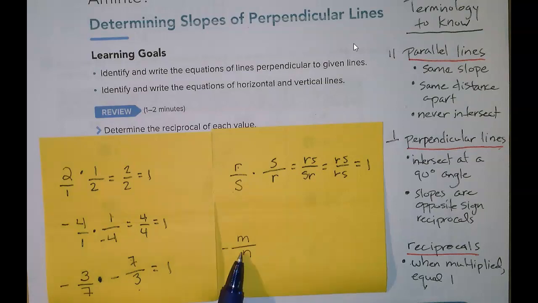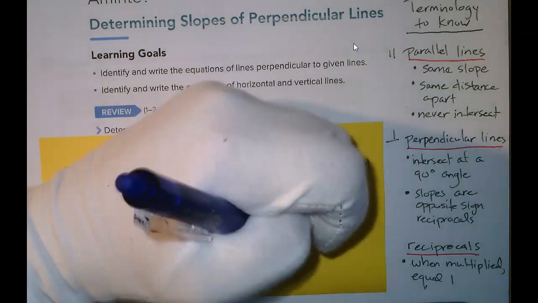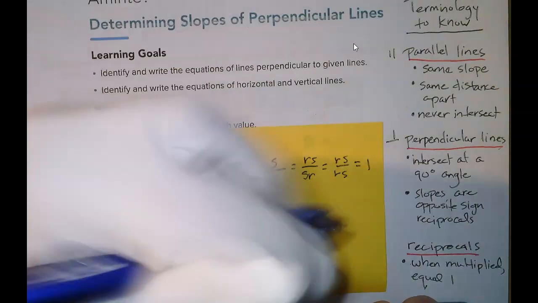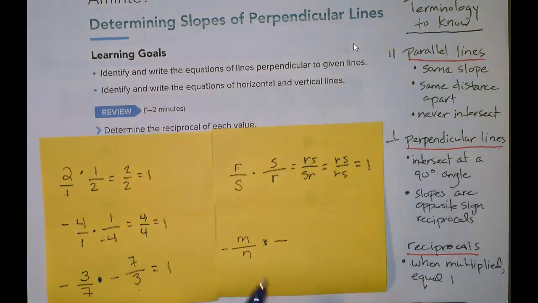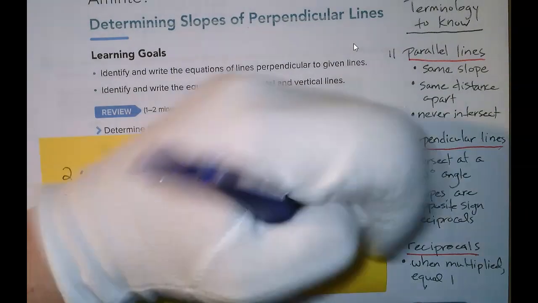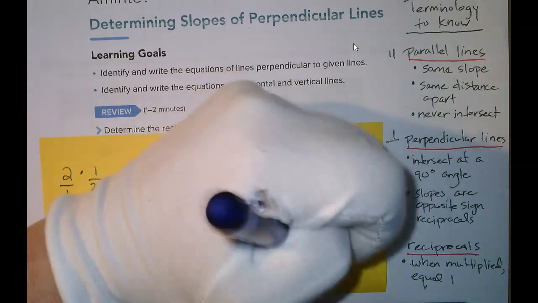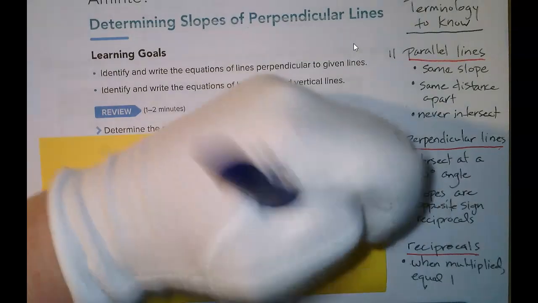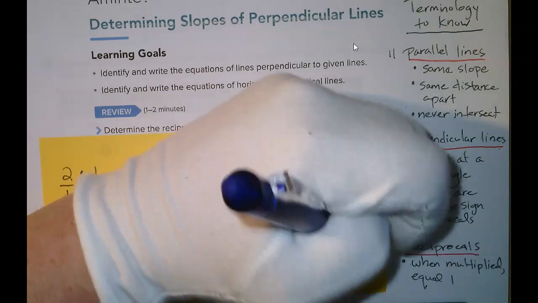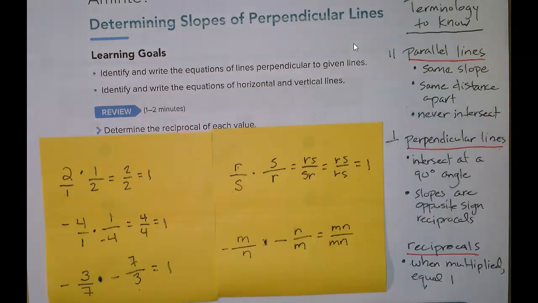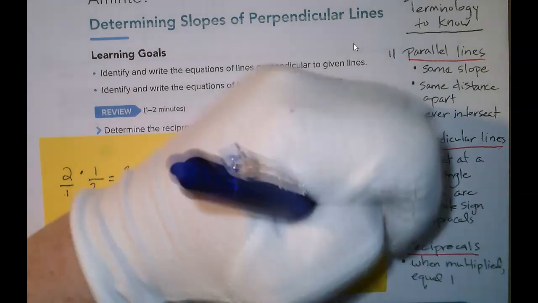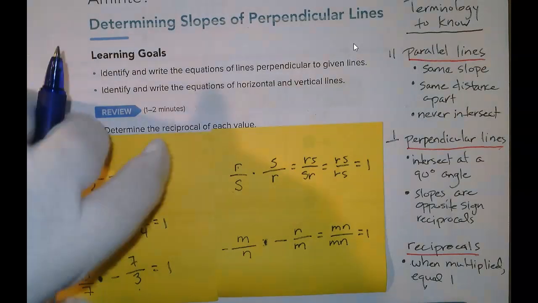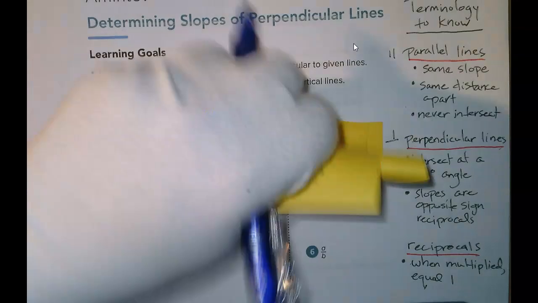Same with this one. We need it to be a negative because we need our product to be positive 1. So we need to multiply by a negative, and then we need n over m. Then we'll have m times n over m times n, which equals 1.